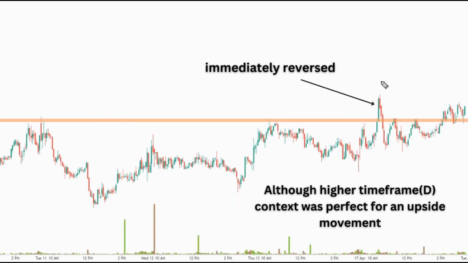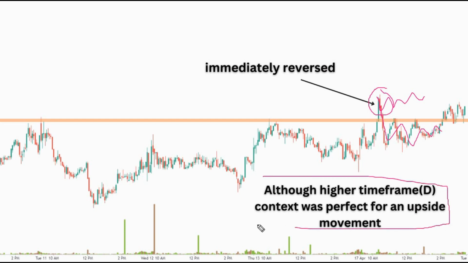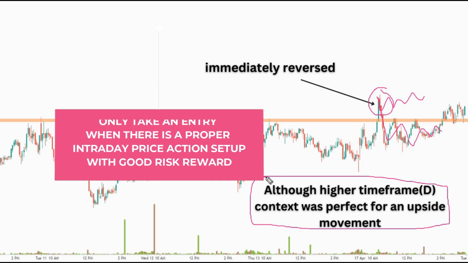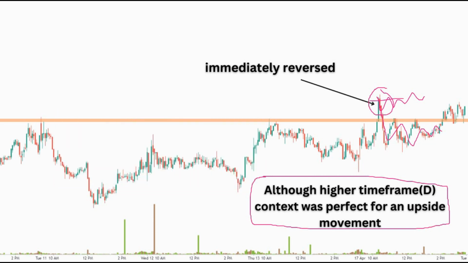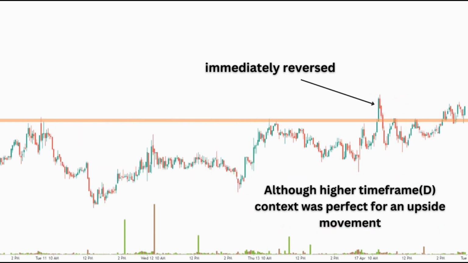Okay, now what happened next? See, after the breakout prices couldn't sustain and immediately reversed. So we can say that although the higher time frame context was perfect for an upside movement, there was no proper intraday buy setup for us. That's why we will not enter at this parabolic breakout. Okay, so now let's move to another example.